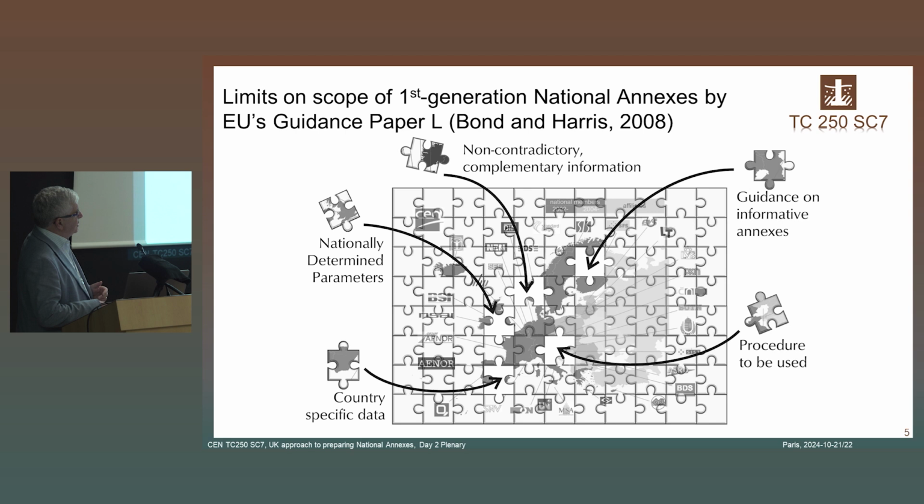On the right, procedure to be used, where there are alternative options. So in the current Eurocode, design approaches 1, 2 and 3 would be covered by that. But also in masonry, for example, there are 6 classes of masonry design. So again, lots of other standards having different procedures. And then guidance on the informative annexes, which ones you should use, which ones you shouldn't use. And at the top, reference to non-contradictory complementary information.